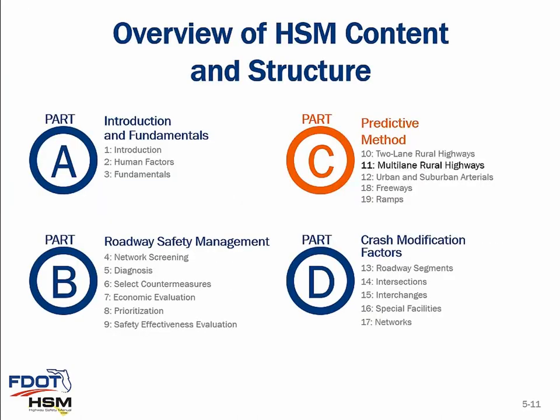Today's webinar is focused on Chapter 11, Rural Multi-Lane Highways, from Part C of the Highway Safety Manual. This is the second of five webinars we will be conducting on Part C, the predictive chapters. And you will notice that we have expanded these Part C chapters to include 18 and 19, freeways and ramps, which will come in future webinars.